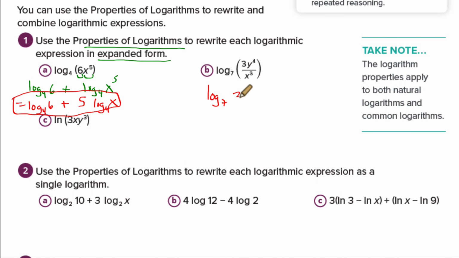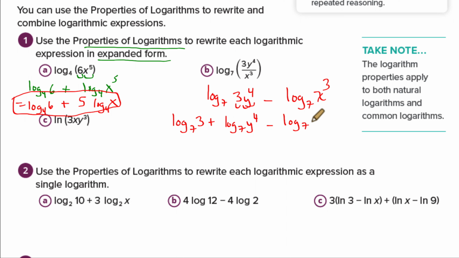So this is all going to equal the log base 7 of whatever we have on top. All right, so that is 3y to the 4th. And we're subtracting, using the same base, the log of what we have on the bottom. Now, as I do this, look what I notice. There's a product here. We have a 3 and we have a y to the 4th. So I'm going to break this log up. So log base 7 of 3 plus log base 7 of y to the 4th. And then we're going to subtract our log base 7 of x to the 3rd.